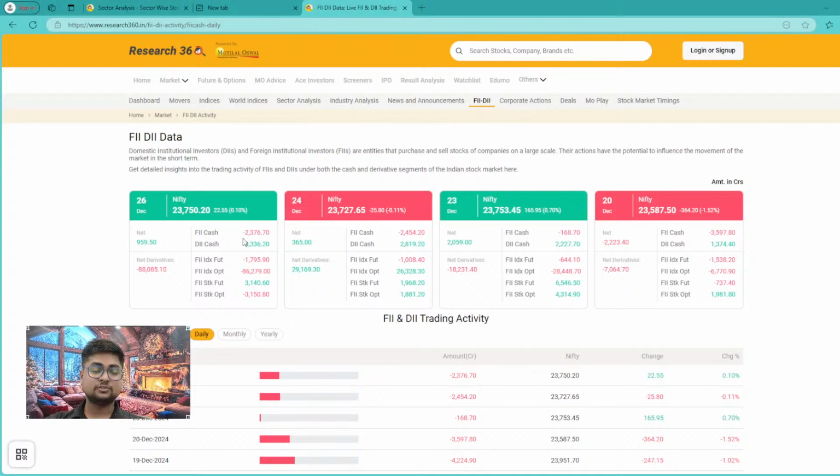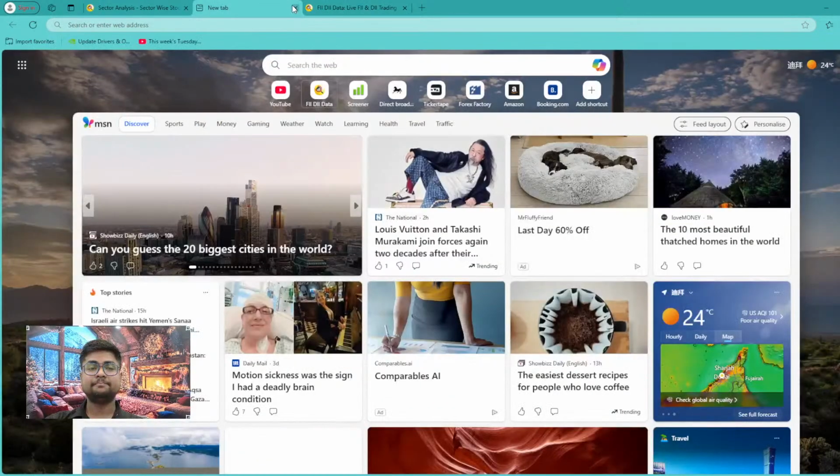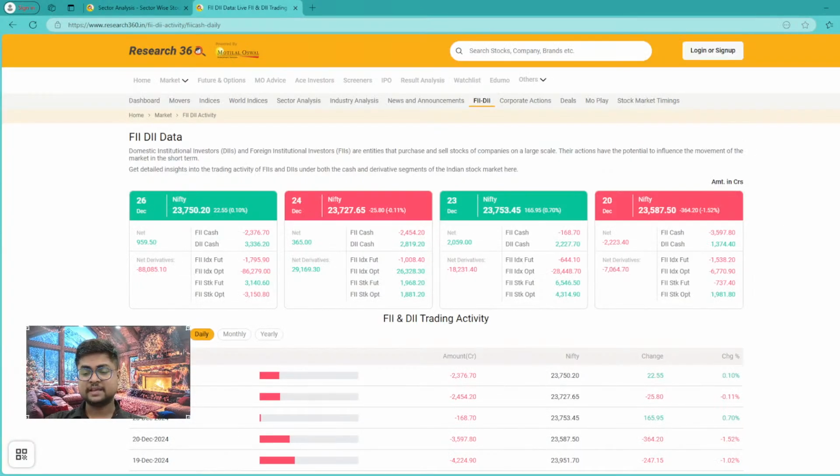So yesterday also, just have a look, FII was net negative by 2376.70 crores. Still the market was positive because DII bought 336 crore rupees. So that's the reason the market has been positive. If both had sold in the Indian equity market, you could have seen the market take a great dip. So I hope it makes very clear sense why the market is falling.